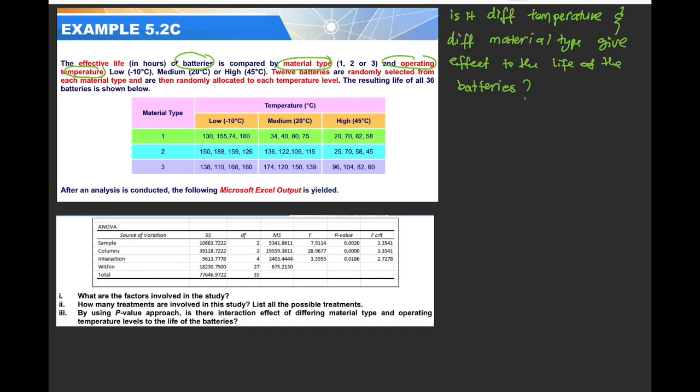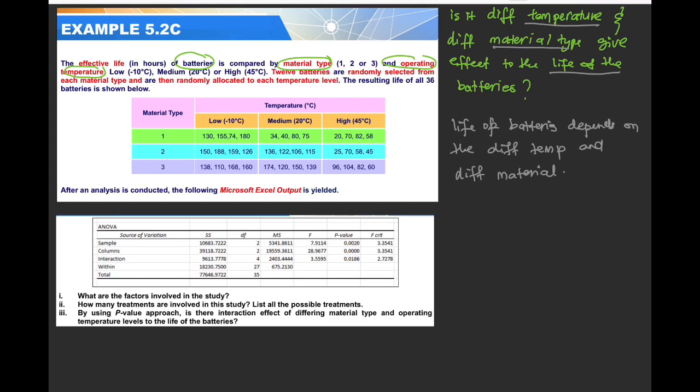Okay, so there are three variables here. You have temperature, you have material type and you have life of the battery. So the life of the batteries depends on the different temperature and different material.